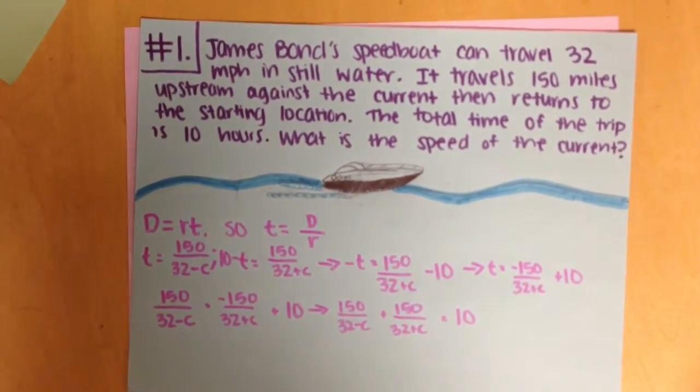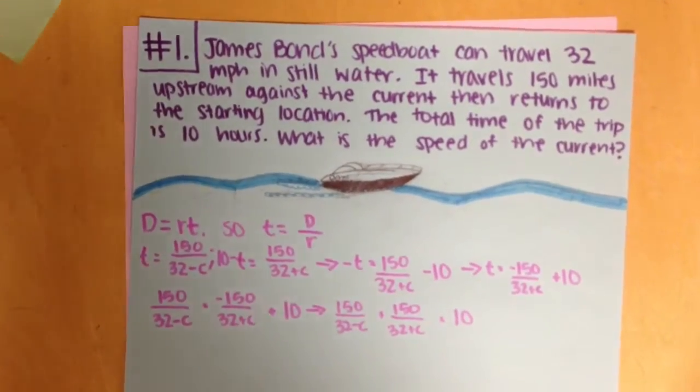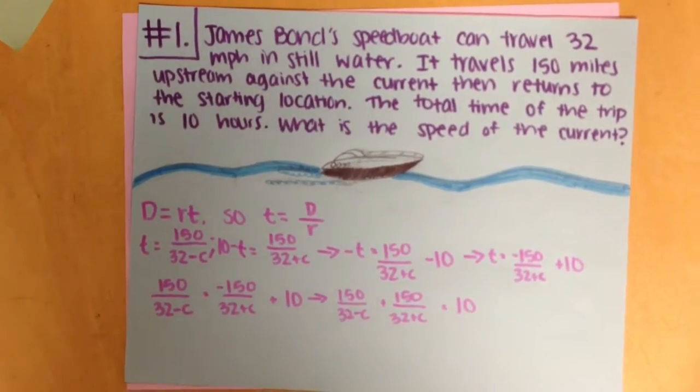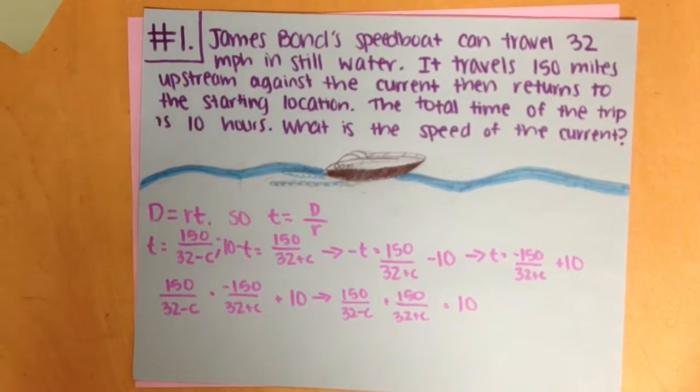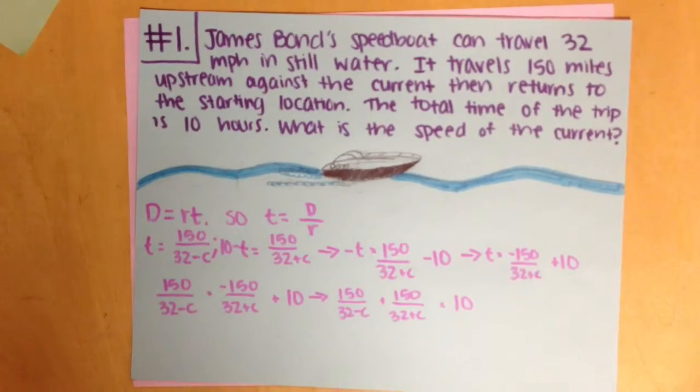James Bond's speedboat can travel 32 miles per hour in still water. It travels 150 miles upstream against the current, then returns to the starting location. The total time of the trip is 10 hours. What is the speed of the current?